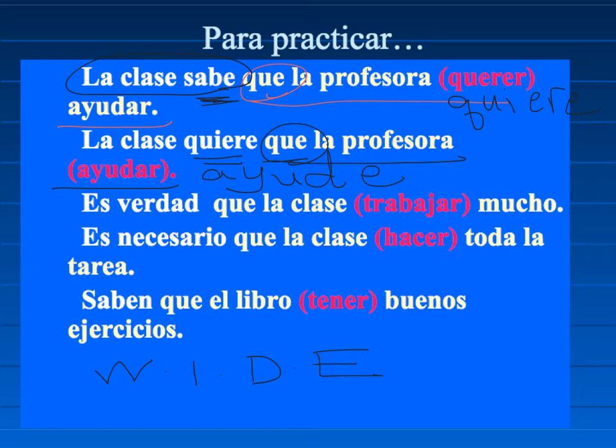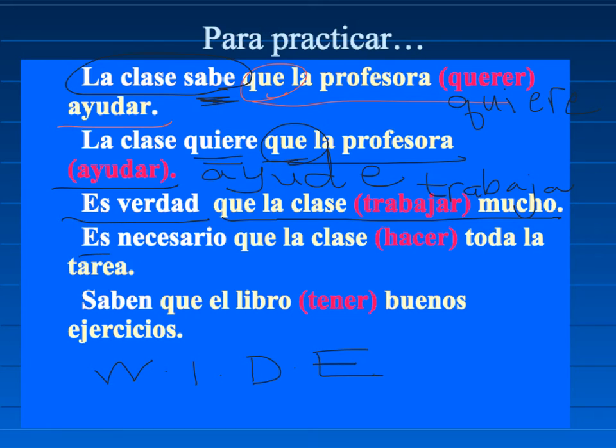Es verdad que la clase trabajar mucho. Es verdad. Well, if something is true, it's the opposite of doubtful. Remember, one of the reasons to use subjunctive is doubt. So if there's no doubt, there's no subjunctive, even though this sentence does have a que clause, a secondary clause, but there's no doubt, so there's no subjunctive. I would just do trabaja the way I would have conjugated anyway in the regular indicative.